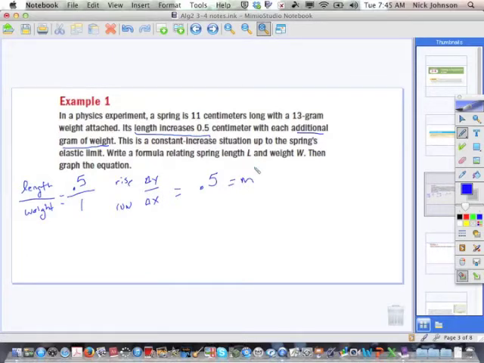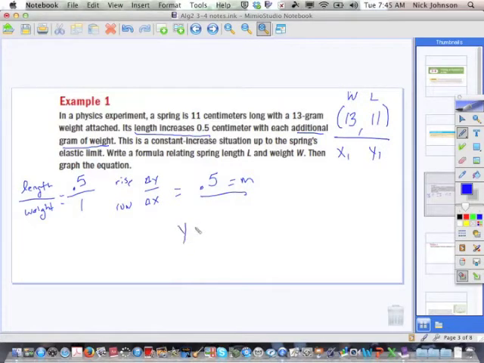Now, what you have to find out here: length is my y value, weight is my x value. That's very important here because they give you length first, weight second. So you've got to watch yourself, because since they gave us length, 11 goes here, 13 goes here. So I have a point, I have my slope, I can put it in the point-slope form.